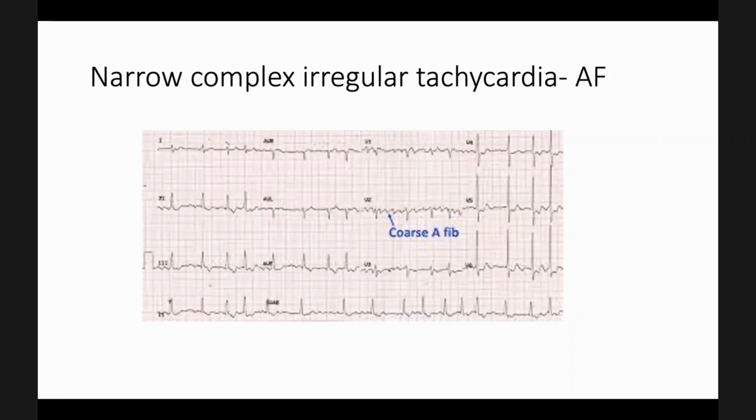Other features? Yes, the RR interval is irregular. You can see that the R to R from this to this is one, and then again they vary. So the RR interval is irregular. Narrow complexes, the RR interval is irregular, and there are no P waves. And there are fibrillatory waves. And what is the fourth feature?